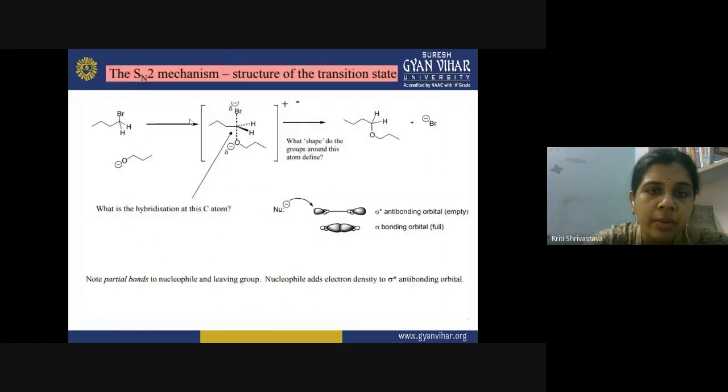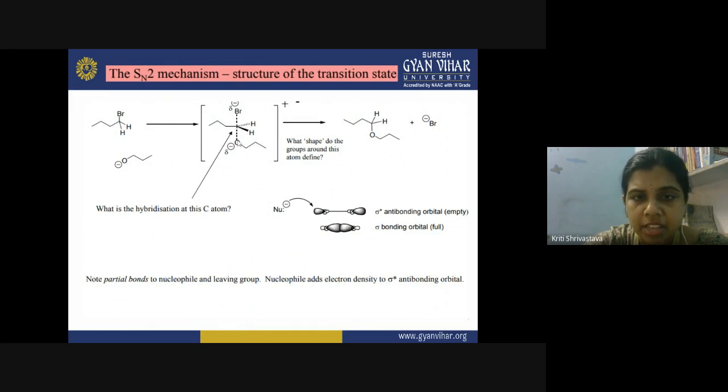Then again, you can see what the structure of the transition state is. If we are talking about the activated complex, what is that activated complex? Again, you have a bromide here, and it is attacked by the propoxide ion. So this is the structure of the transition state. Here you can see that on this carbon atom, the propoxide ion has attacked, and the transition state is formed.